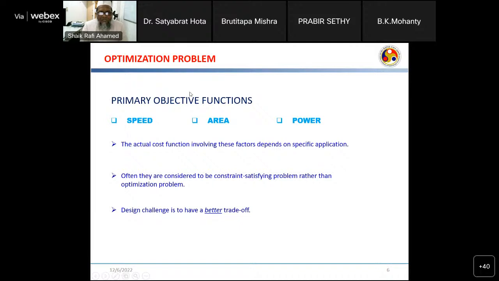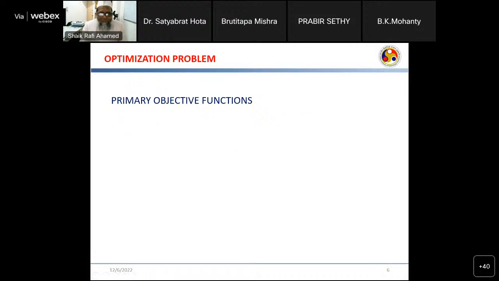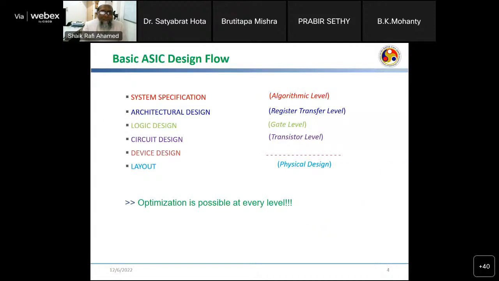Okay? So in order to solve this optimization problem, which will give the optimum speed, optimum area, and optimum power, you have to optimize the problem at each and every level. If you go back to the design flow of ASIC, the different stages: you have to optimize the problem at algorithmic level, at architectural level, at gate level, transistor level, even at the layout. Once you optimize the problem at each and every level, finally you will get an IC which can operate at high speeds, which occupies less area, which consumes low power.